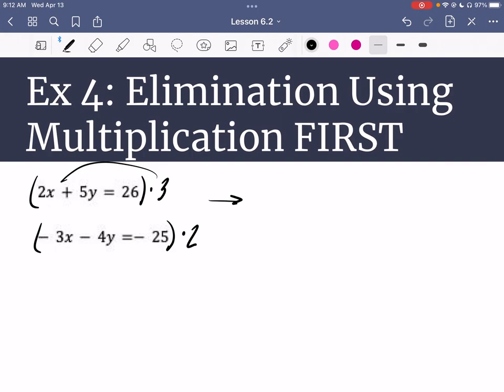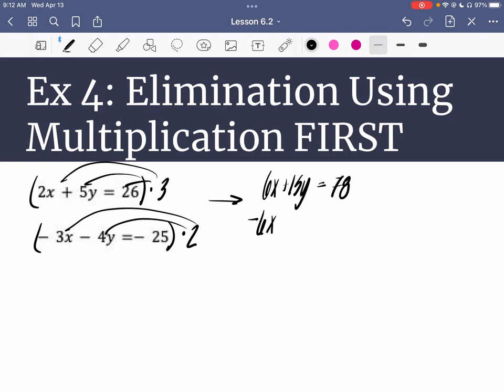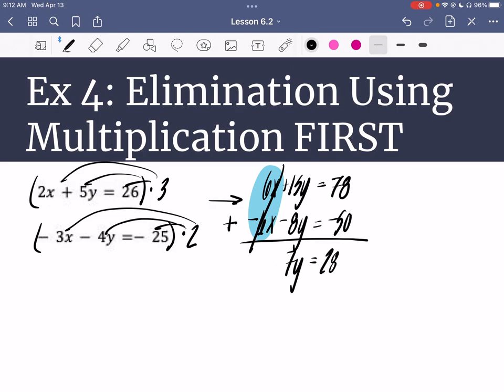And again, make sure you distribute to every single term. So I get a 6x plus 15y, and then 26 times 3 is 78. The bottom equation is going to become a negative 6x minus 8y, and then negative 25 times 2 is negative 50. Okay, so now we have our variables here that are going to eliminate when I add them. 6x plus negative 6x, that gives me 0. 15y minus 8y is 7y. And then 78 minus 50 is 28.